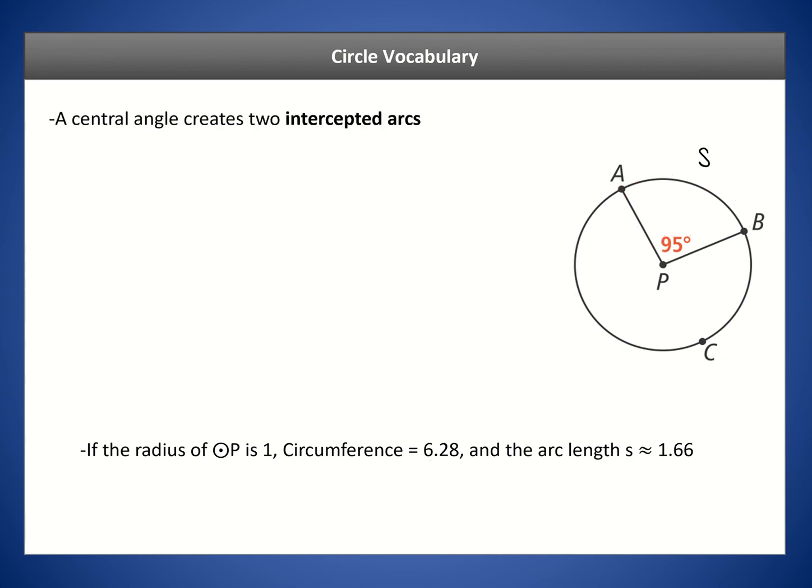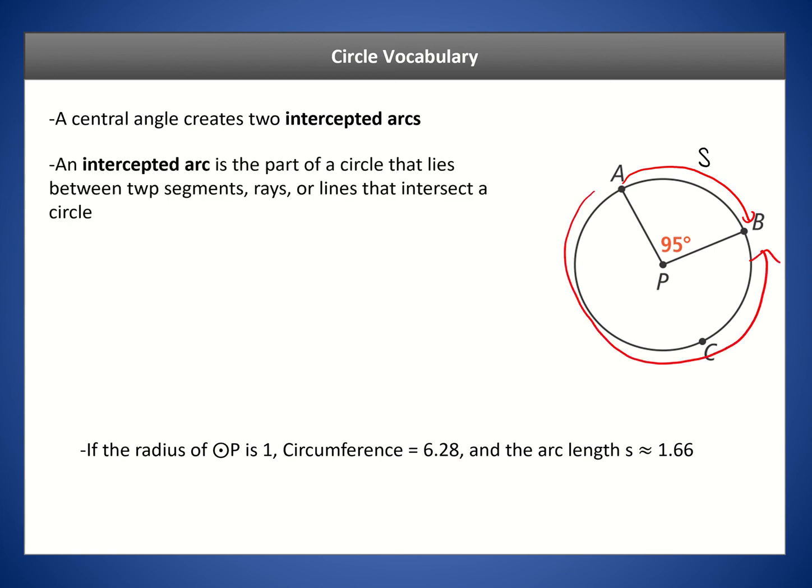All right, so a central angle, we said, creates two intercepted arcs, and these are the two arcs. We have the arc from A to B, and we have the arc from A to B in the other direction. So those are my two intercepted arcs. Now, an intercepted arc is the part of a circle that lies between two segments, rays, or lines that intersect the circle. So in this case, those are my two segments, and this is my arc lying between them.